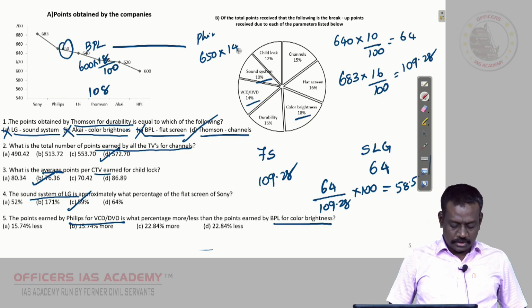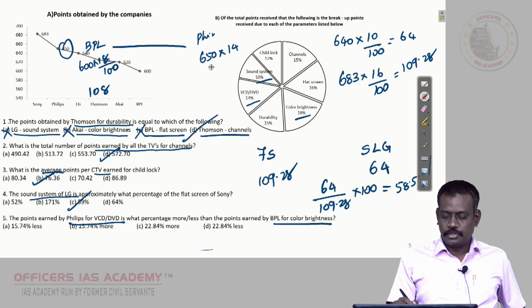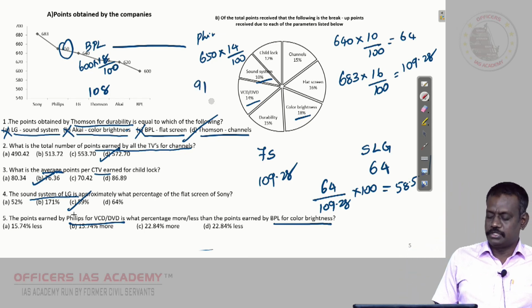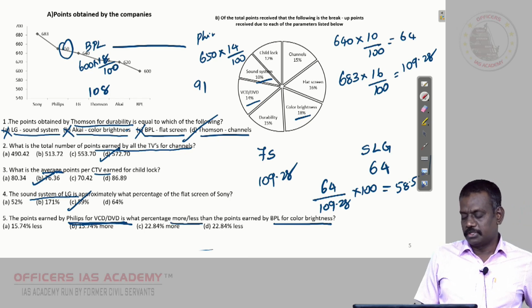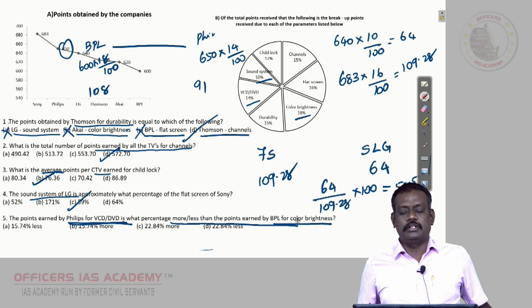So 650 into 14% will give you 14 by 100 will give you 91. Now the question asked is the points earned by Philips for VCD or DVD is what percentage more or less than the points earned by BPL for color brightness.